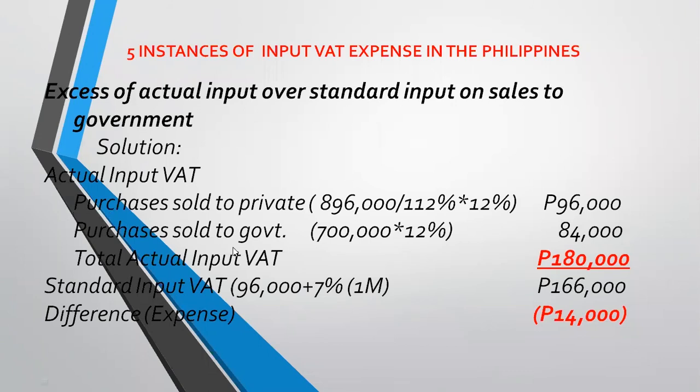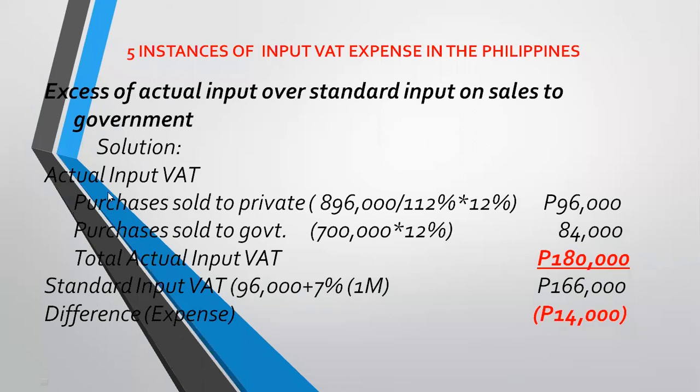Purchases sold to government is 700,000 times 12%, 84,000. This 700,000 is net of VAT, so we multiply directly by 12%. So our input VAT is 84,000 pesos. So our actual input VAT is 180,000 pesos. So we compare our actual input VAT with the standard input VAT, which is how do we get it?